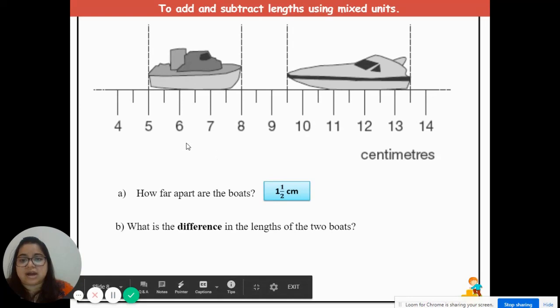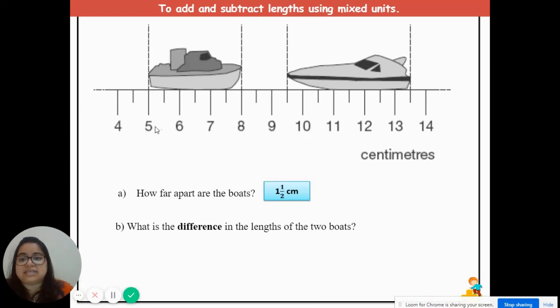So how are we going to count? We have to count between these numbers. We know from 5 to 6, this is 1 centimeter. Then 6 to 7, again this is 1 centimeter. Again, 7 to 8, it is 1 centimeter. So we are going to count like this to know what is the length of this boat. So 1, 2 and 3. So the length of this boat is 3 centimeters.